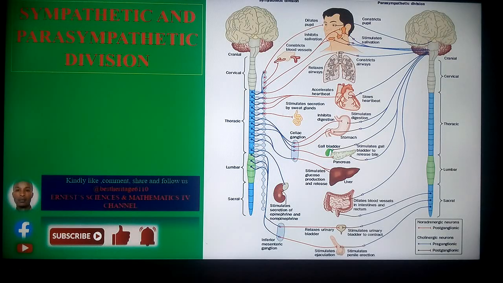Hey guys, in our previous video on the concept of what we refer to as the autonomic nervous system, we said that this is basically an involuntary section of the nervous system that is involved in the regulation of involuntary body responses and relaying information to some body organs. In our display today, we're going to look at the various aspects of the connection between the central nervous system and the sympathetic and parasympathetic sections.